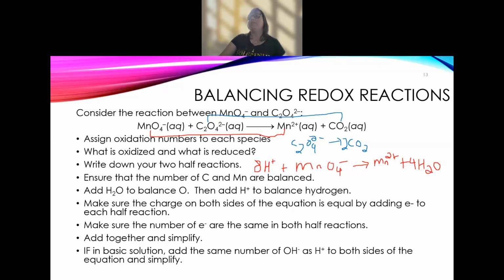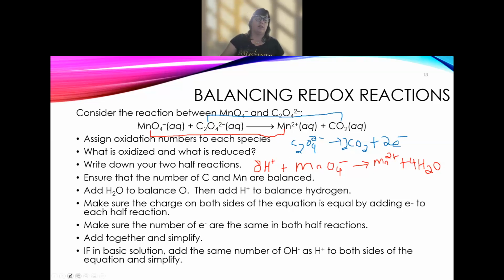Now we want to look at the charge. So if I look at C2O4 2- going to 2 CO2, the net charge on the reactant side is 2 minus. The net charge on the product side is 0. So I need to add 2 electrons, 2e-, to my product side to make both sides be 2 minus.